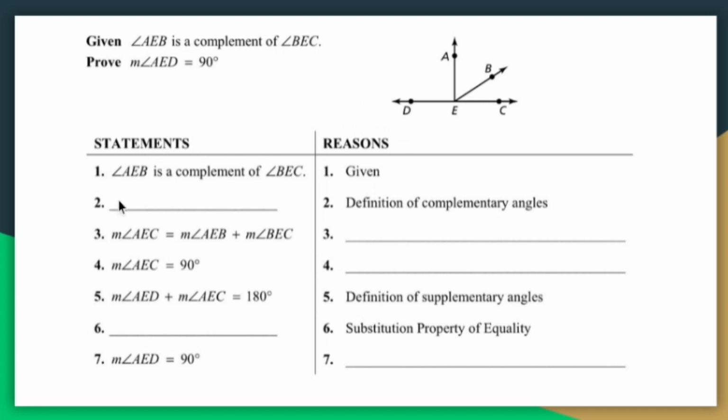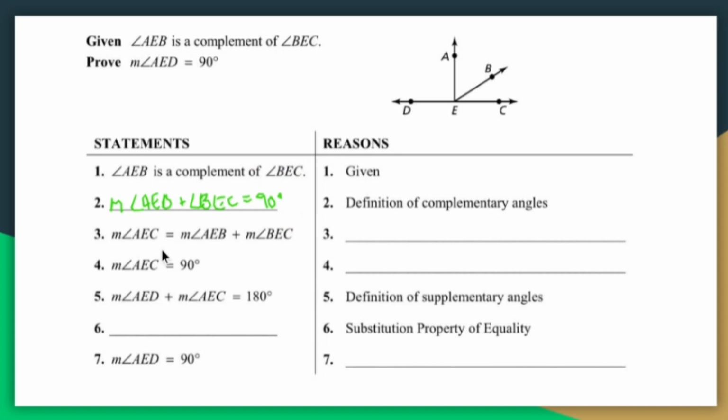Step two, statement two is, I don't know. But it says the reason is definition of complementary angles. What does complementary angles mean? Two angles that add up together. Oh, so what they might want us to say is by definition of complementary angles, the measure of angle AEB plus the measure of angle BEC is going to be 90 degrees. All right, I can handle that.